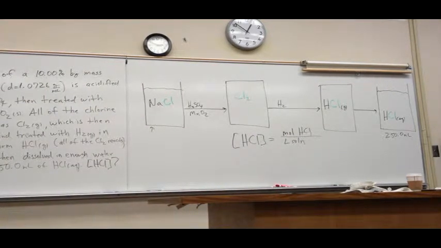Because there's 1 mole of chlorine for every 1 mole of sodium chloride. If we know how many moles of sodium chloride we have here, we know how many moles of chlorine, which means we know how many moles of hydrochloric acid we have at the end, right? So now you guys tell me, how are we going to find out how many moles of sodium chloride we have here?